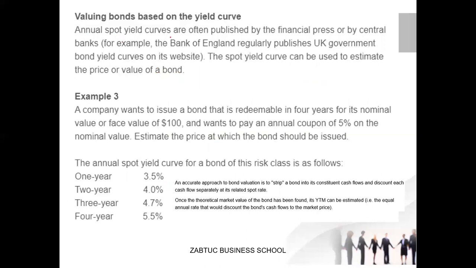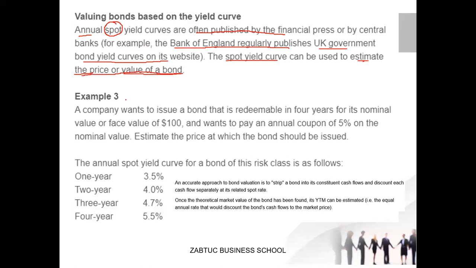Annual spot yield curves are often published by the financial press. I want you to pick this information. We have seen what a spot yield is all about. For example, the Bank of England regularly publishes UK government bond yields on its website. The spot yield curve can be used to estimate the price or value of the bond. How?